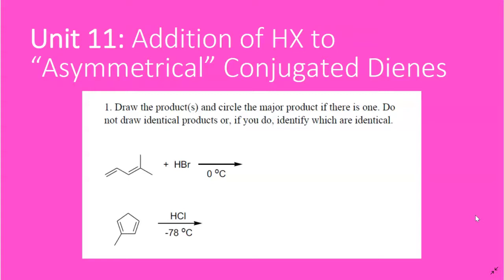It's asymmetrical because if we react the double bond on the left with HBr, we should get a different set of products than if we react the double bond on the right with HBr. Let me show you how I would solve each of these reactions.